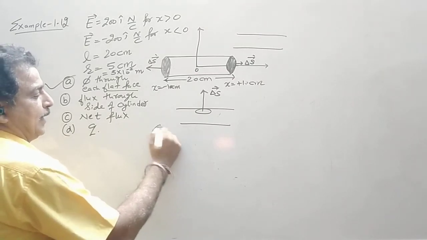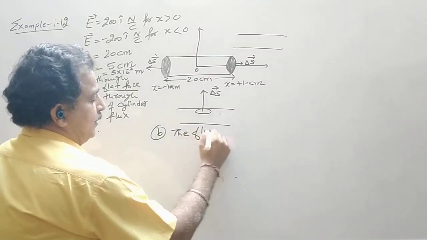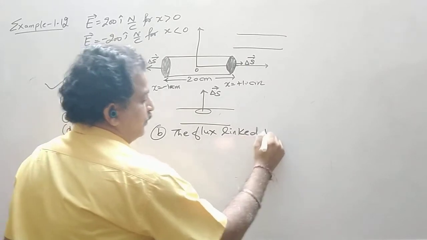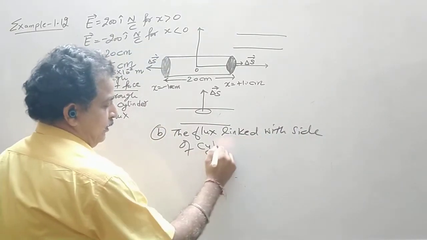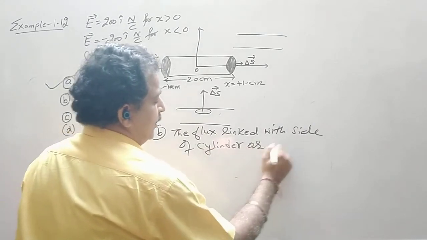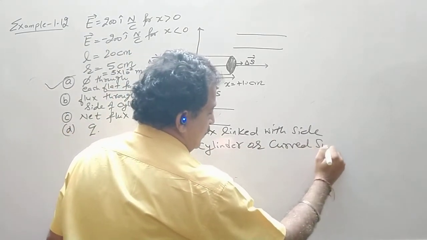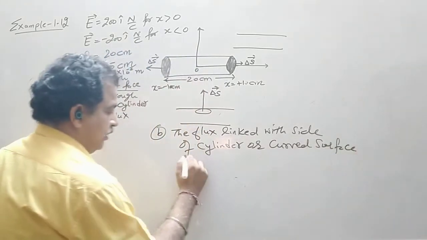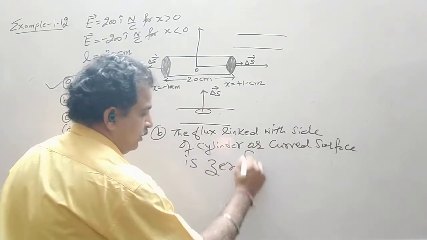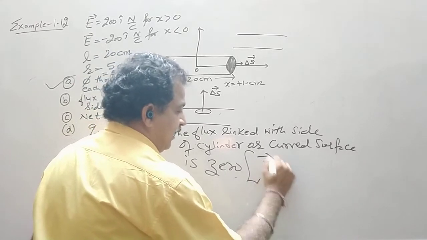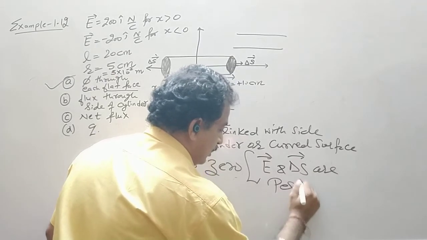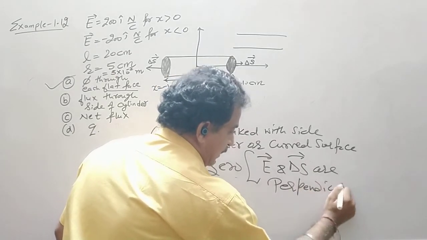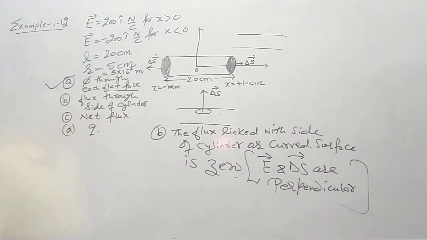So simply for the second part, the flux linked with the side of cylinder, or say curved surface, is 0. Reason: we can write E vector and delta S vector are perpendicular. So the flux linked with the side of cylinder is 0.